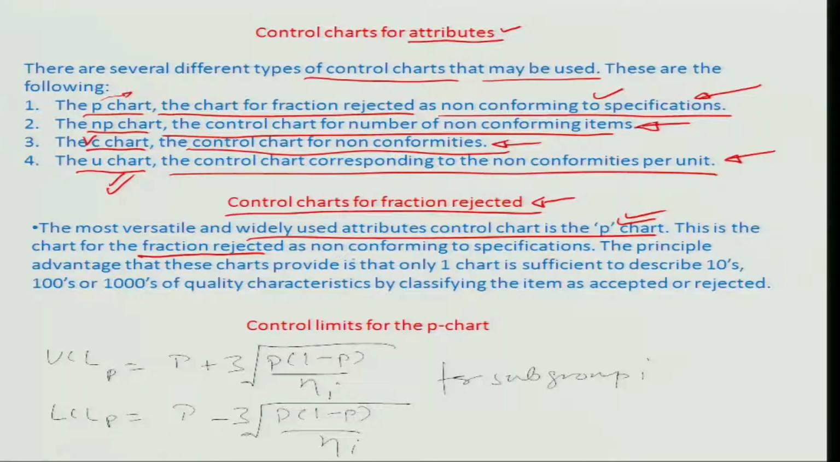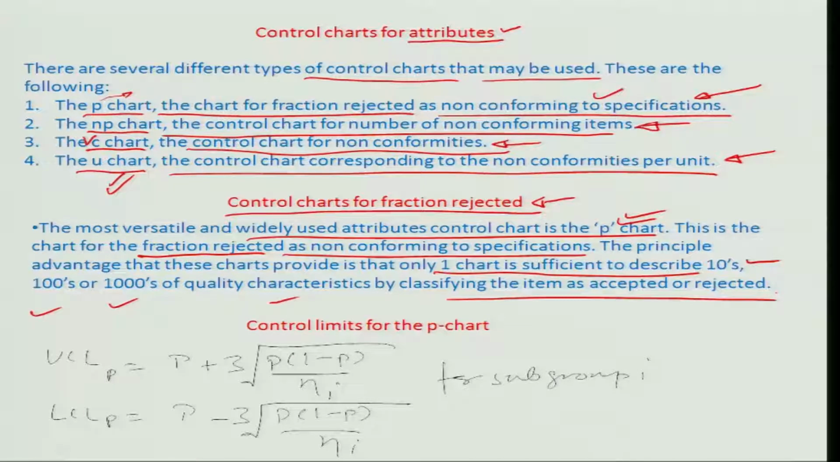Obviously, you know what fraction rejected means: the rejection has happened because of non-conformance to some specifications. The principal advantage these charts provide is that only one chart is sufficient to describe tens, hundreds, thousands of quality characteristics by classifying the item as accepted or rejected. Even if you have many dimensions which are non-conforming on a single piece, you can still classify the piece as either accepted or rejected based on whether one or more of the specifications are falling out of range. So, you are basically comparing just one characteristic, whether the overall sample is being rejected or accepted.